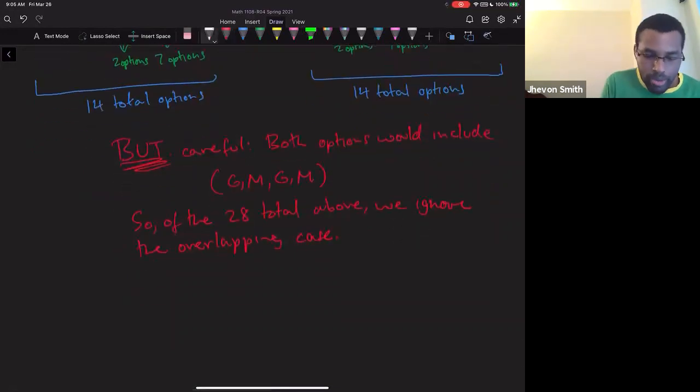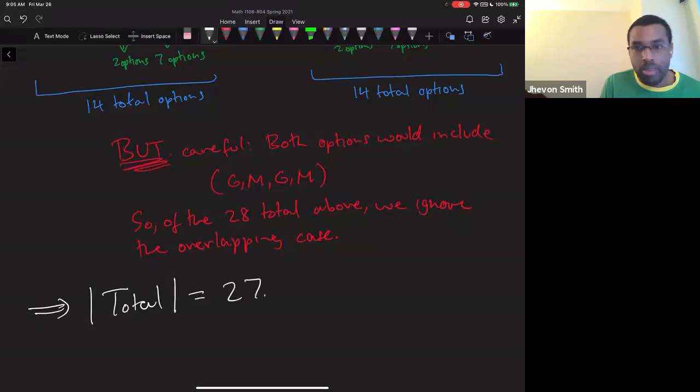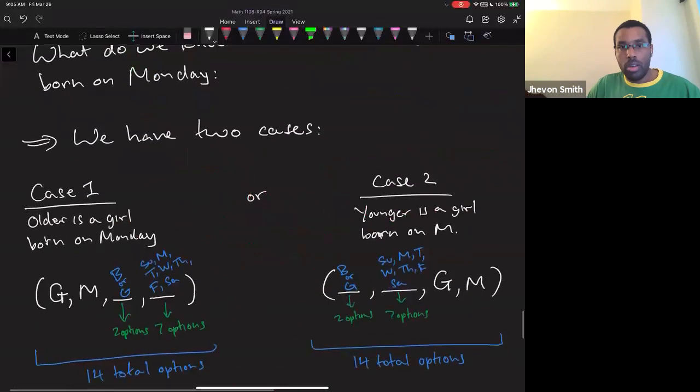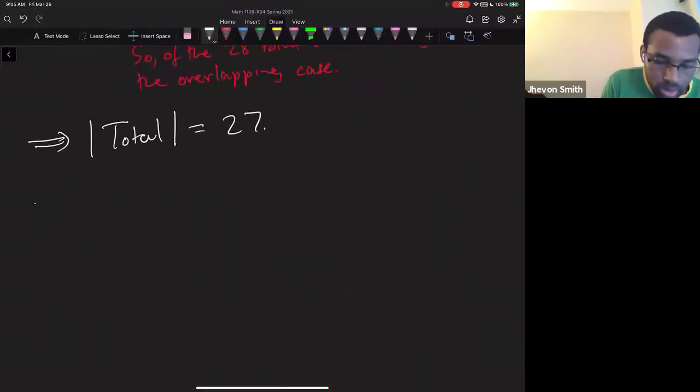So now I finally get to the fact that the size of my total is going to be 27. So now I know that's going to be the denominator. Okay, now what do we want?